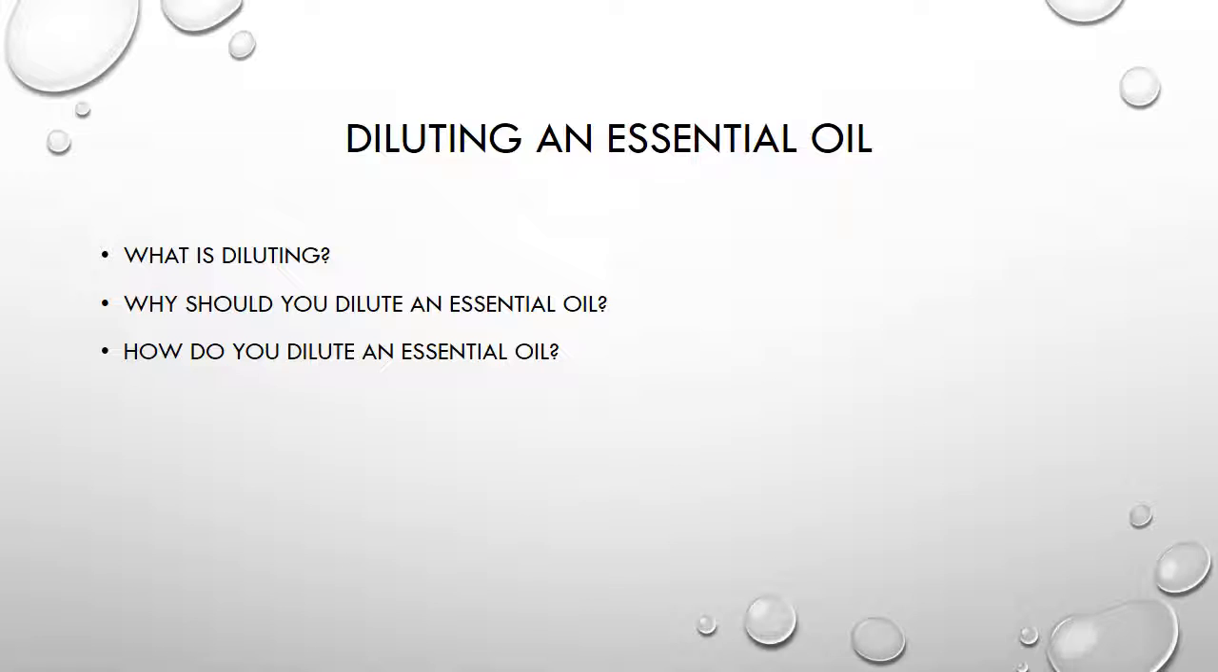How do you dilute an essential oil? You dilute an essential oil by putting 1 drop of that essential oil into 3 drops of a carrier oil. For example, if I'm going to dilute geranium, I would put 1 drop of geranium and mix it with 3 drops of coconut oil, and that would be diluting.